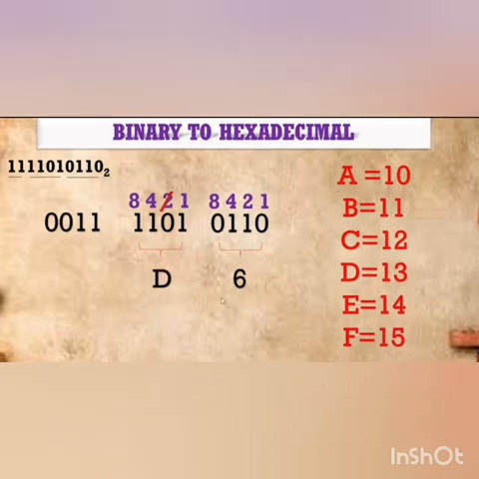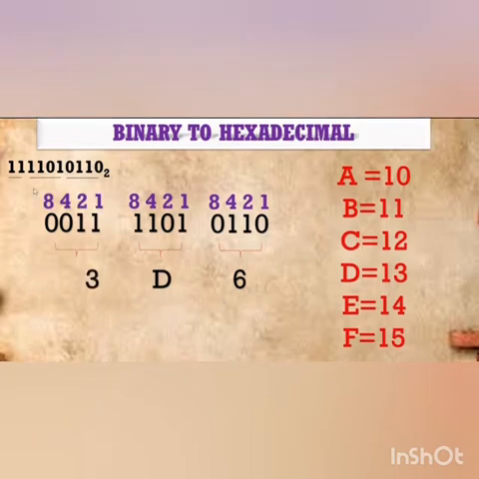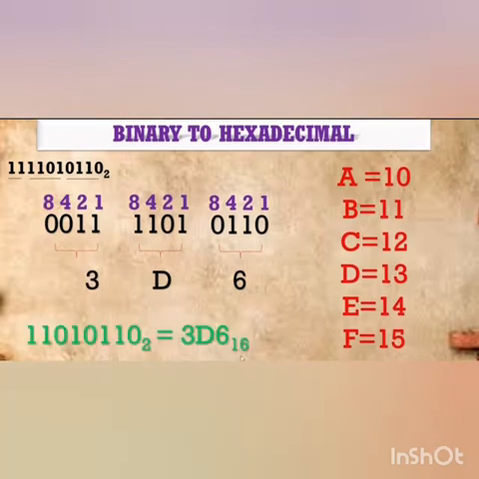See the next group, 0 0 1 1. 0 for 8, we don't want to consider, 0 for 4, don't want to consider, so we have to cut these 2 numbers. Then 1 for 2 and 1 for 1, we have to add only these numbers. 2 plus 1 is 3. So the final value is 3D6 base 16. So this is how you have to do binary to hexadecimal conversion.